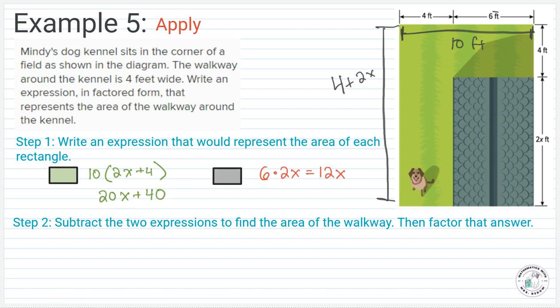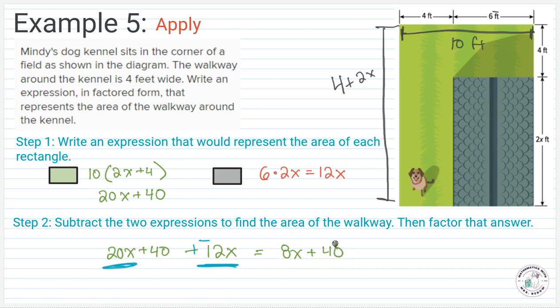So just like the last question, to figure out the area that's left, that's not taken up by the kennel, we're going to subtract the two expressions. So we're going to take the 20x plus 40, and we're going to subtract the 12x. Very similar to the last question, we can actually ignore these parentheses since the 12x is just a single term. We can rewrite that as plus negative 12x, and then these two are going to be combined since those are like terms. So 20x plus negative 12x is going to be 8x, and then we have plus 40.